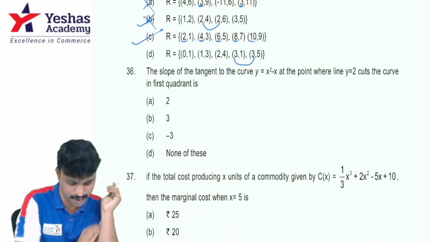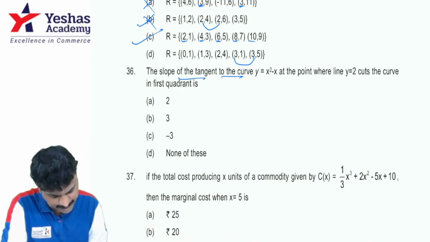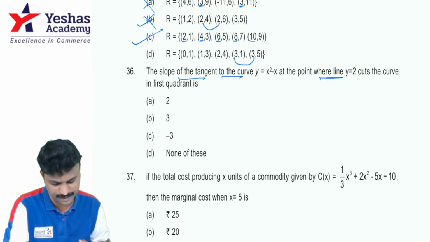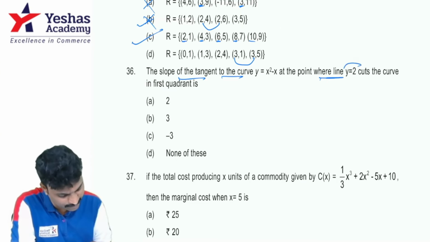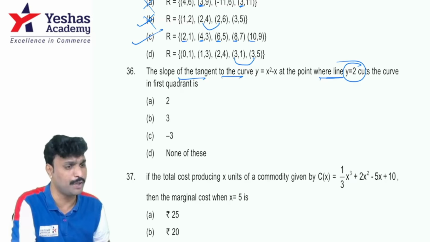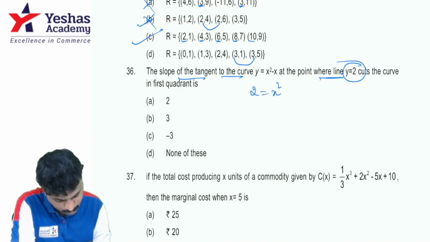Guys, moving on to the next question: the slope of the tangent to the curve y is equal to x square minus x at the point where the line y is equal to 2 cuts the curve in the first quadrant. Y value is equal to 2. You can put the value of y equal to 2 in this to find the value of x.